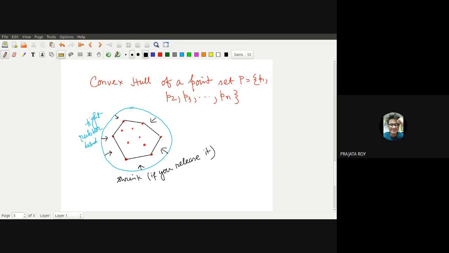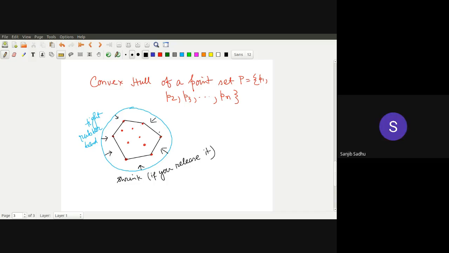So shrink, if you release it, means it encapsulates the polygon that you drew around the extreme points. This is the tight rubber band, and these are the pins that you have inserted in a board. If you release the rubber band, then it will try to shrink, and it will take that shape.